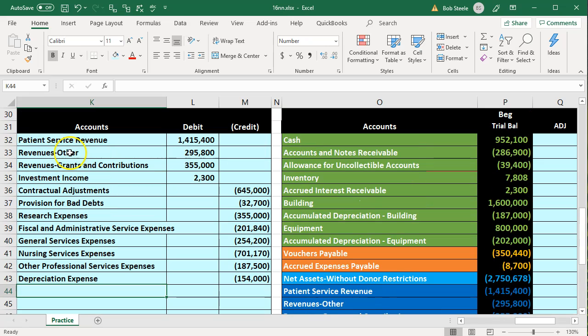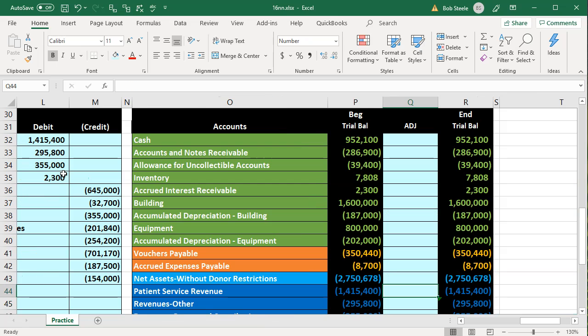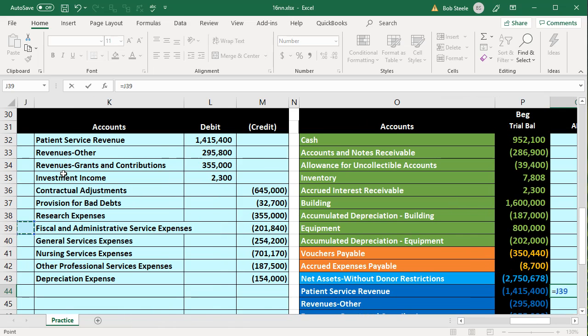All right, let's record this out then. Now we've got the patient and service revenue. That's a debit. That's a credit over here. We're going to debit it. We're going to record that to the cell Q44. So within Q44, we're going to say equals and scroll back over to the patient and service revenue.